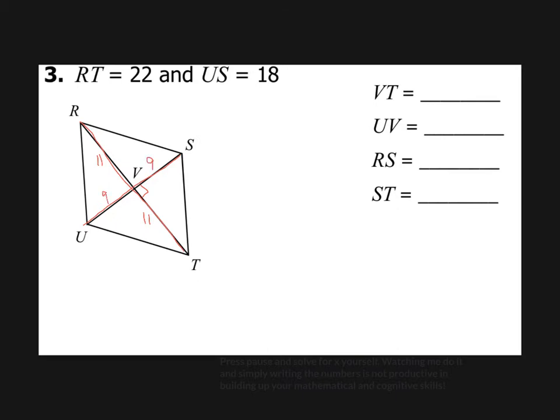So now what I'm thinking is this triangle UVT is 9, 11. The right angle's here. I'm missing this length, which is directly across from the right angle. That makes that the hypotenuse. So 9 squared plus 11 squared equals x squared.